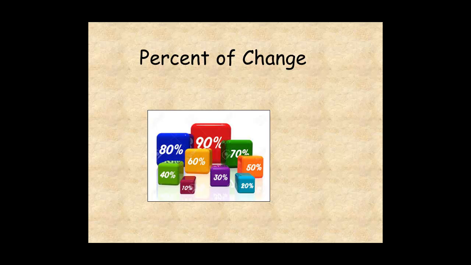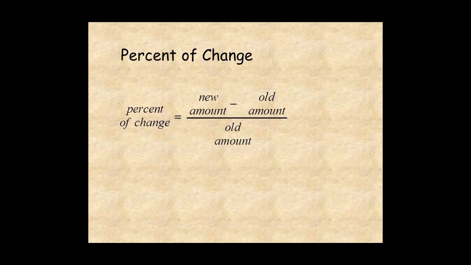This lesson shows how to calculate percent of change. Percent of change is the ratio of the change of an amount over the original amount. It's a measure of how much a quantity changes as a percent of the original amount. The formula for percent of change is new amount minus old amount divided by old amount.